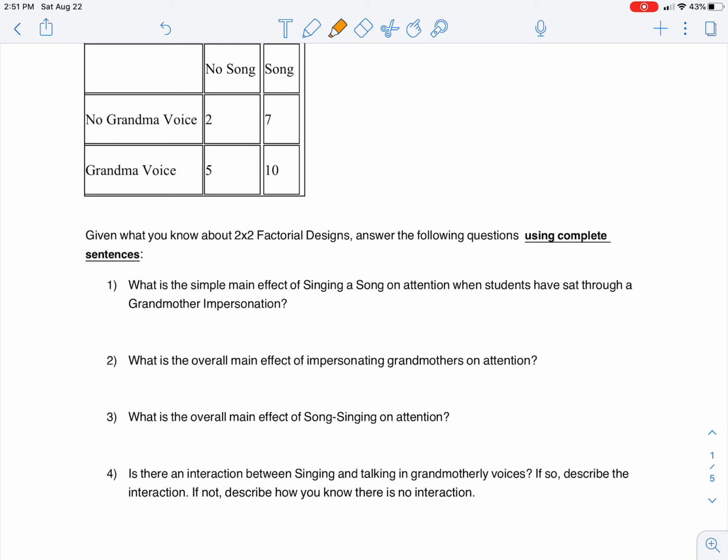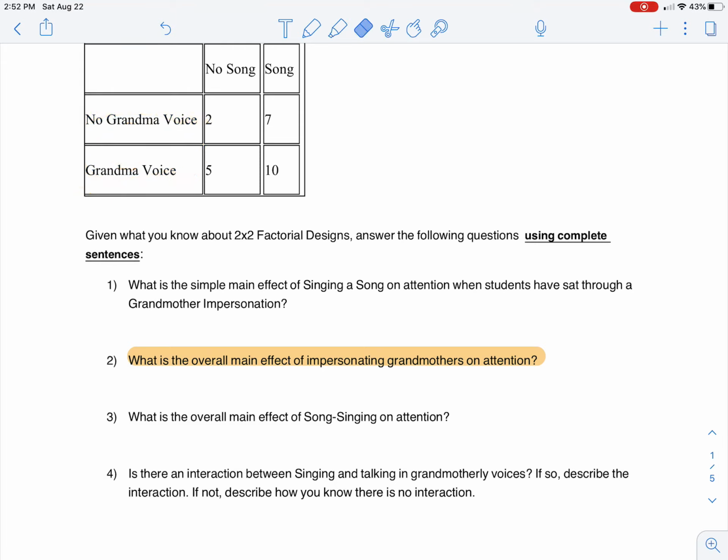For the second question, what is the overall main effect of impersonating grandmothers on attention? What I simply mean here is, what's the overall main effect of grandmother's voice versus no grandmother's voice? So for this one, what you're going to try to remember is, how do you figure out the overall main effect? Which numbers do we compare to get the overall effect of what adding grandmother's voice does to people's attention?